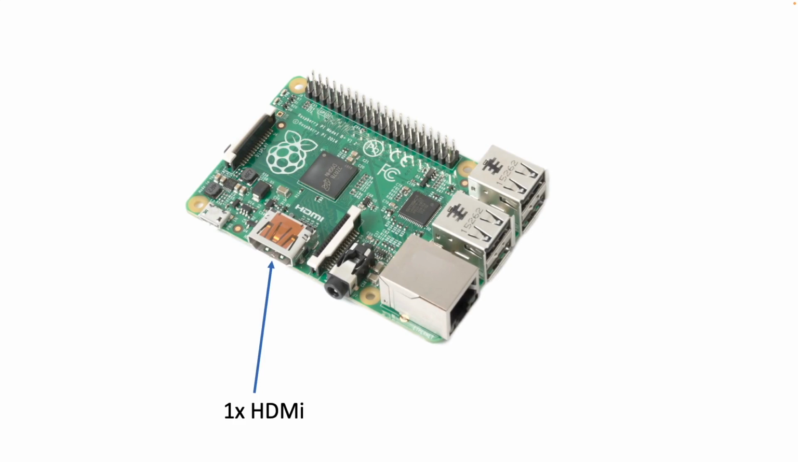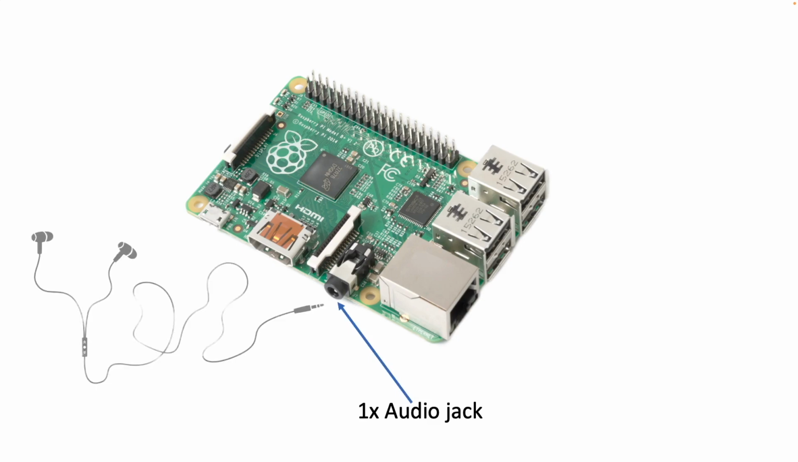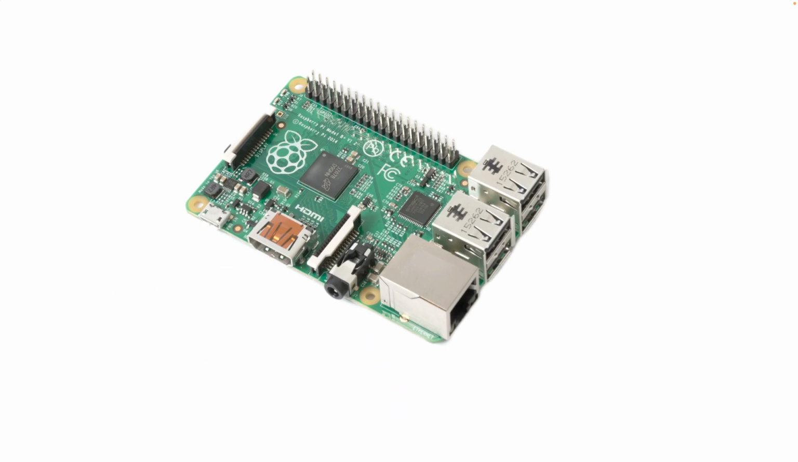Then we have the HDMI port, which you can use to connect the Raspberry to a screen to show video output. The audio jack is the sound output to connect to your earphones. You have an Ethernet connection to connect to internet with the help of an Ethernet cable and a router.